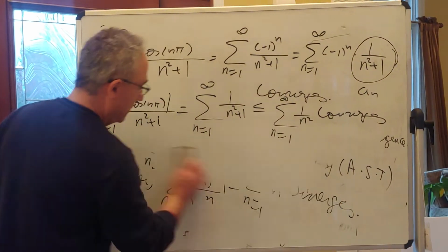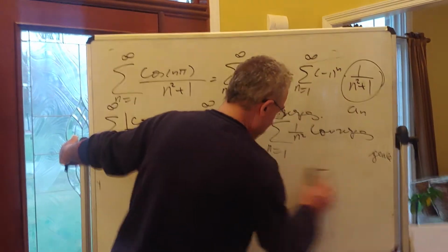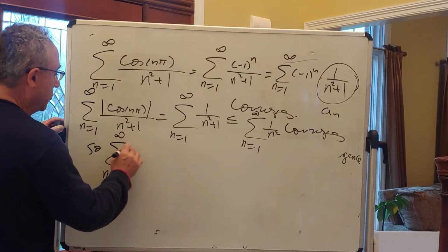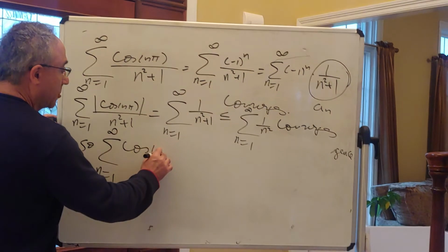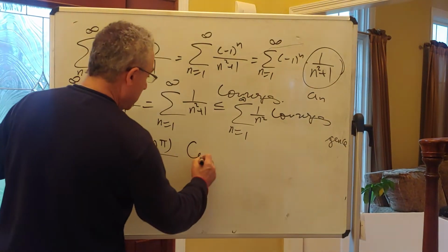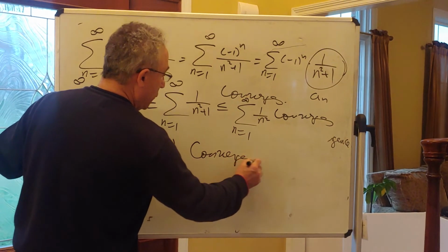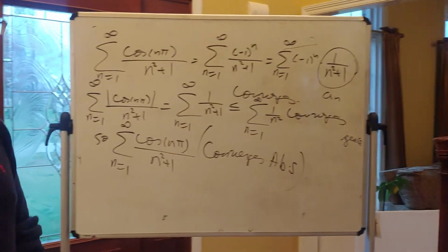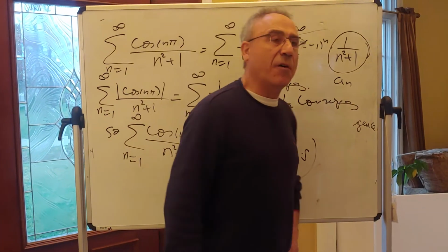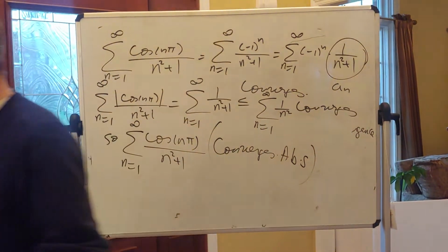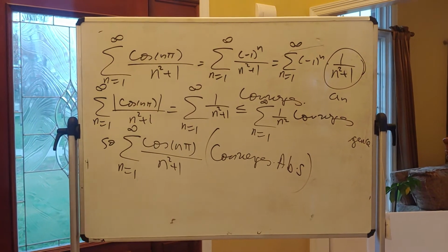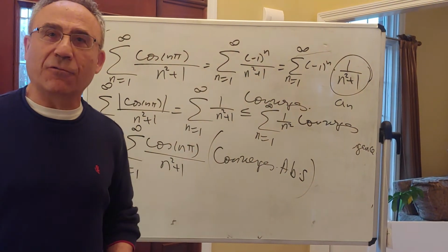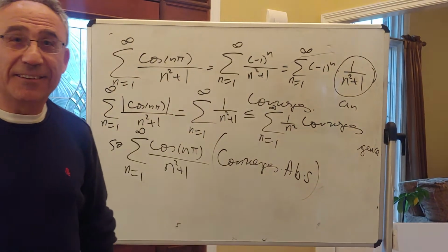So the sum from n equals 1 to infinity of cosine of n pi over n squared plus 1 converges absolutely. Okay? So sometimes you're going to see a lot of questions posed in the following manner: decide whether the series converges, diverges, converges absolutely, or converges conditionally. You see all that?